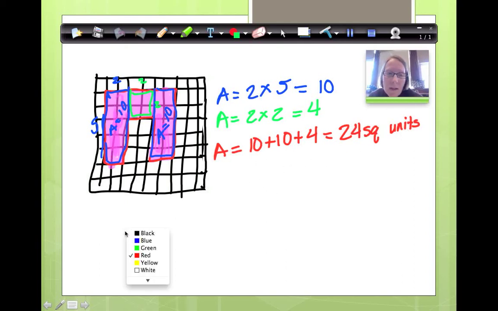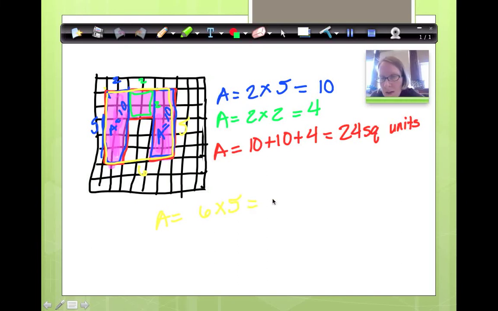So we need another one. Let's do yellow. Okay, so this one, we need to find the whole thing. We should get the same answer. So what is this side? 1, 2, 3, 4, 5, 6 on this side. 1, 2, 3, 4, 5 on this side. So the area equals 6 times 5. 6 times 5 is 30. Okay, but now I have to figure out how to cut this one apart.